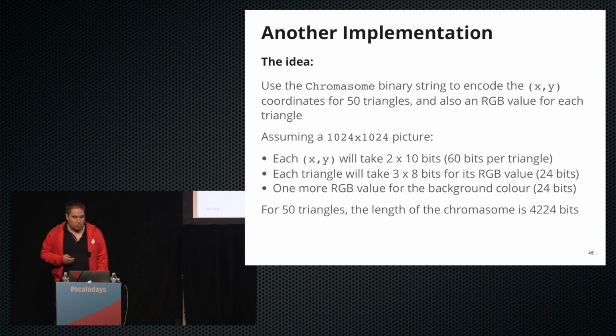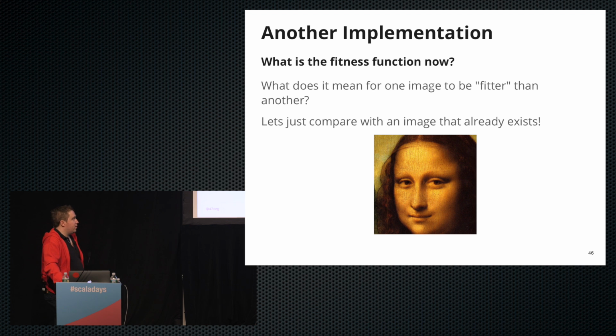So, what does it mean for an image to be fitter than another one? It's quite a subjective thing, really, isn't it? If we look at two images, what's the better one? Well, what we could do is compare with an image that already exists. If we take an image, we can maybe work out a value for how close that is to a particular image. So I zoomed in on a particular famous piece of art and thought that might be quite a nice one to use.